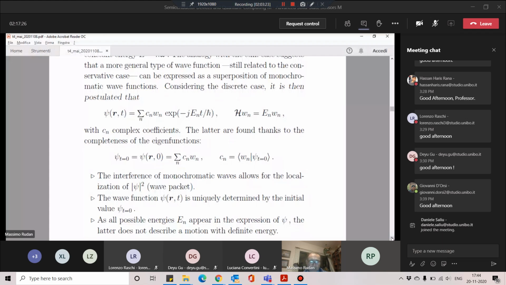But if you have many monochromatic waves available, by suitably choosing the coefficients, one can construct, for instance, a function that is called a wave packet. A wave packet is a function such that the square modulus of it is non-zero in some region of space and goes to 0 when we go away from that region of space. So it is something that is better suited for describing the localization of the particle.